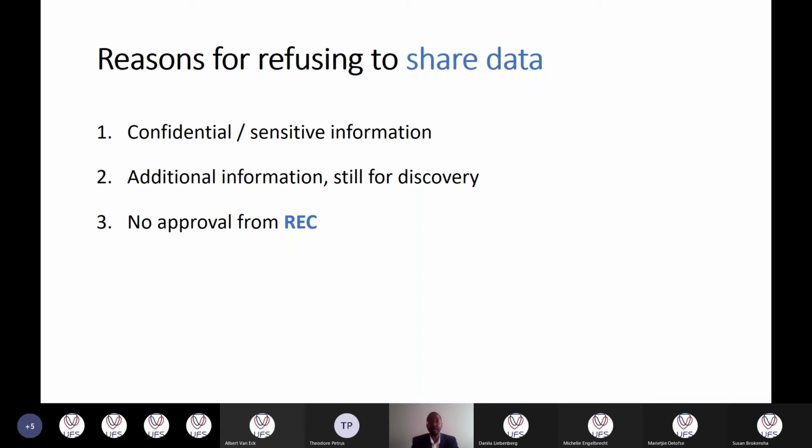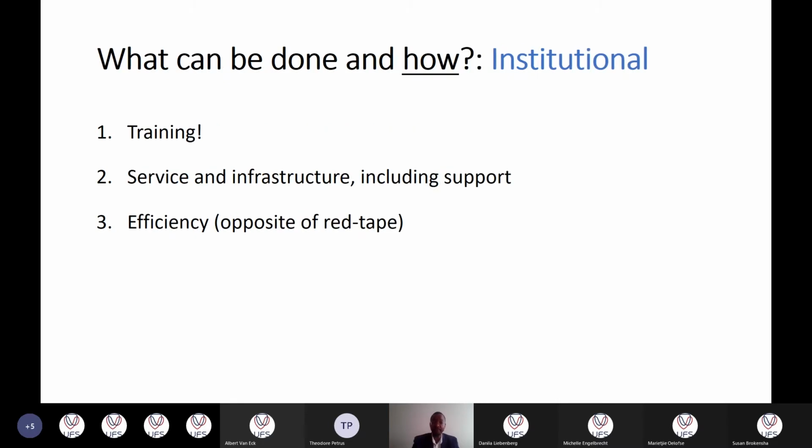And the reasons for some of them refusing to share data, they claim confidentiality, especially about sensitive information. They also claim that in that data set, there's additional information that they still need to work on, which is perfectly fine. But you wonder, why doesn't a person like that split that data and make available that which should be shared at that particular time? And very often, they would not have gotten approval from their research ethics committees to do this sharing of work with colleagues elsewhere, leaving it available for other researchers or even making available to journals. Therefore, the RECs also need to look at something like this.